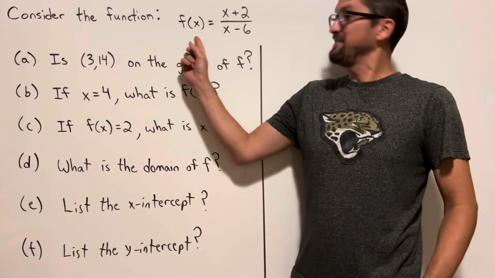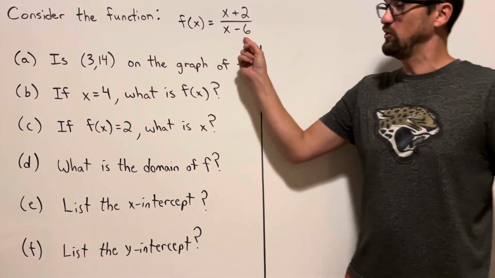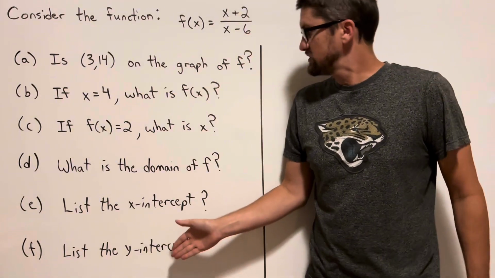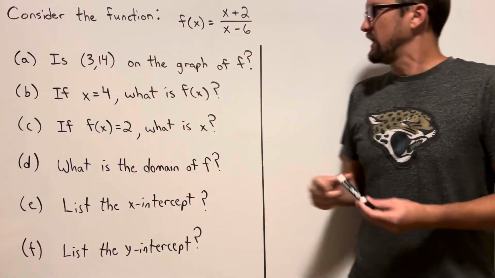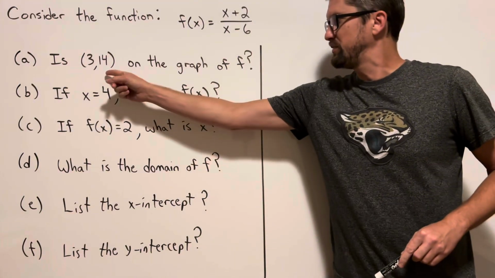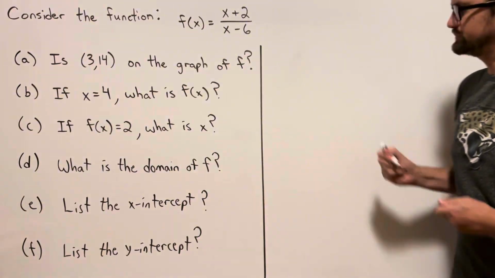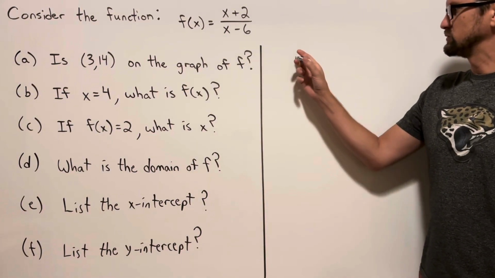Consider the function f of x equals x plus 2 over x minus 6. We have a bunch of questions here we want to answer. Let's start with part A. Part A says, is the ordered pair 3, 14 on the graph of f? Alright, so we're going to start with this one.